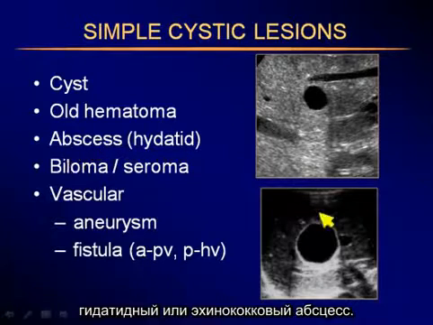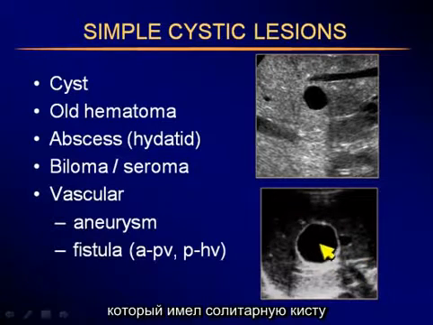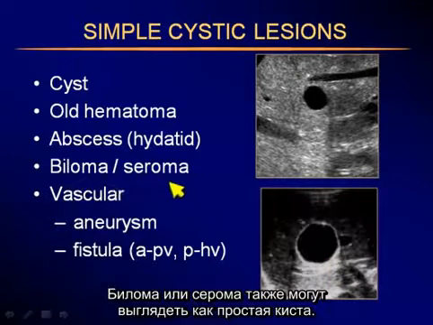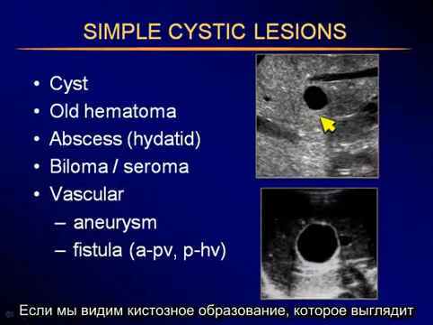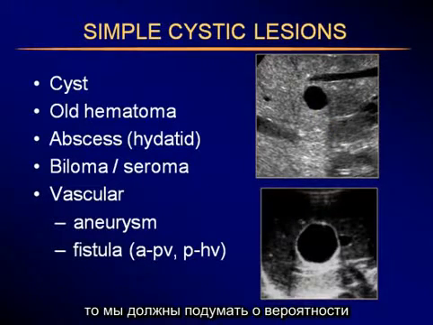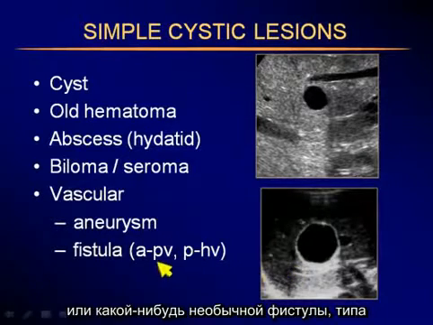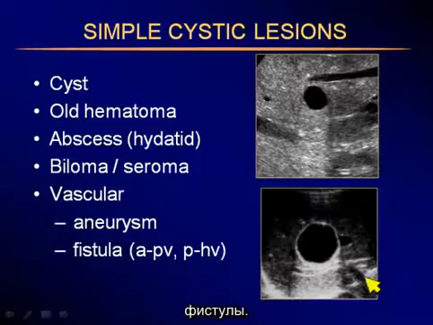a hydatid or echinococcal abscess, which this is. This is a patient from Egypt who had a solitary cyst, and eventually this was diagnosed to be echinococcal. A biloma or a seroma can look like a simple cyst. And if we ever have a cystic structure that looks unusual, not perfectly round, we should always think of the possibility of this being some type of vascular structure like an aneurysm or some unusual fistula like arterial portal venous fistula or portal to hepatic vein type of a fistula.